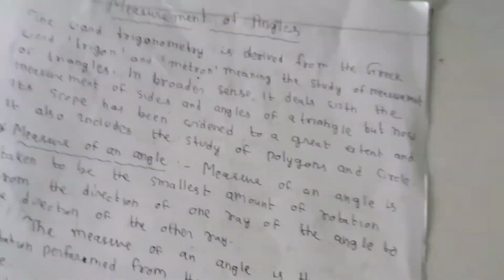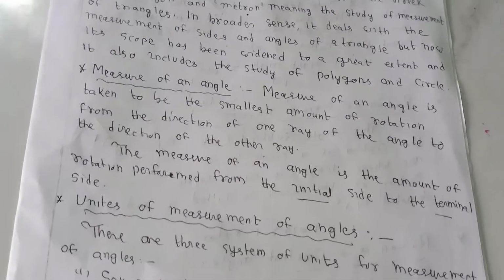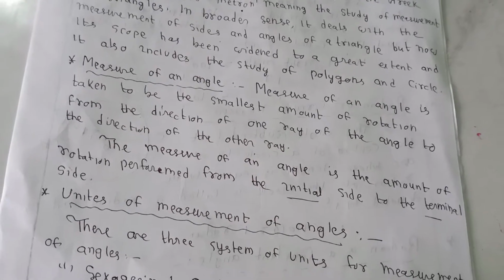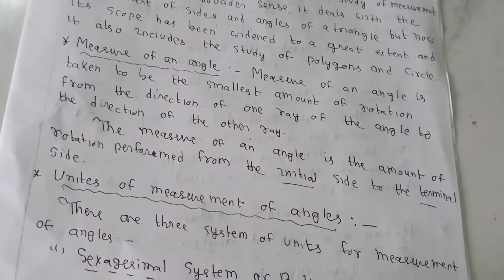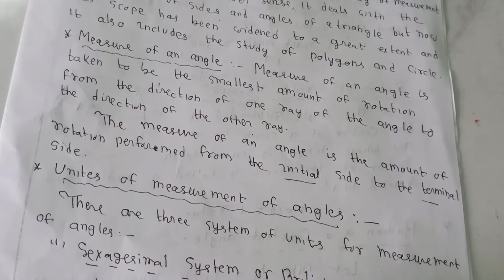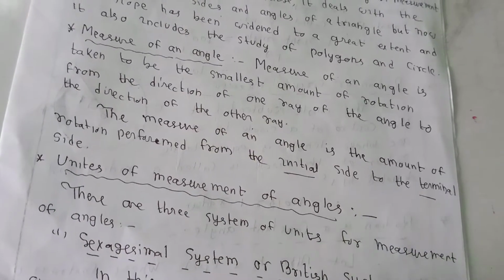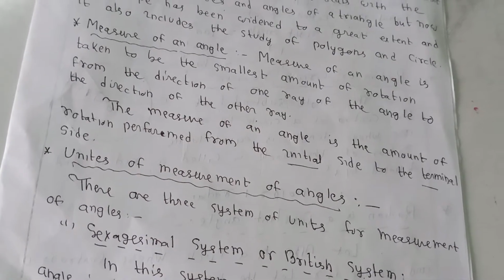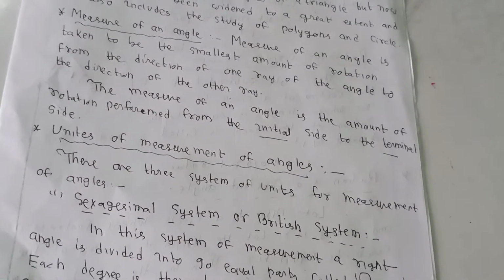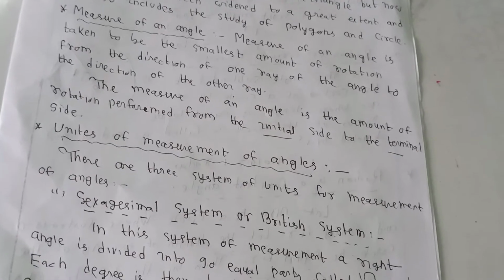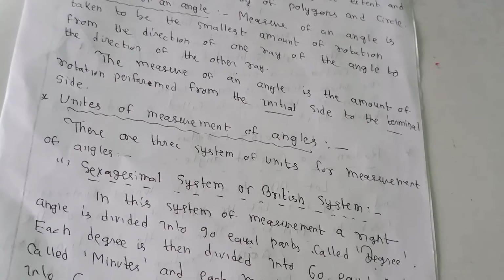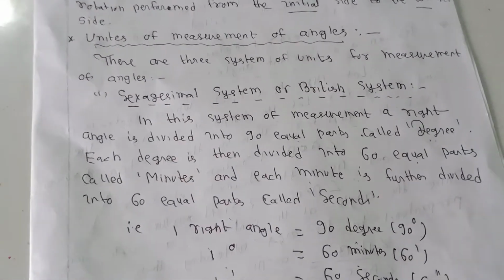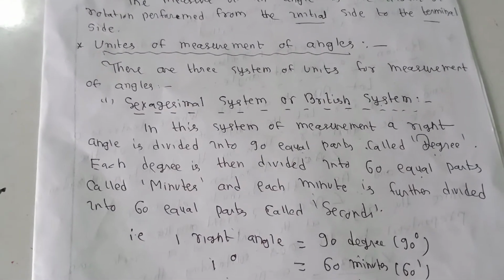polygons and circles. At first, the measure of an angle is taken to be the smallest amount of rotation from the direction of one ray of the angle to the direction of the other ray. The measure of an angle is the amount of rotation performed from the initial side to the terminal side. Units of measurement of angles. There are three units for measurement of angle.